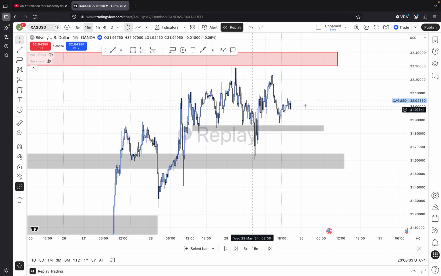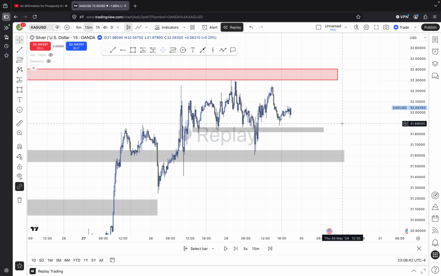I want to see what it does. I want to see if it can give me a higher high. Because if it can give me a higher high, I'll go for the higher low. Because then at that point, we're going for all-time highs.